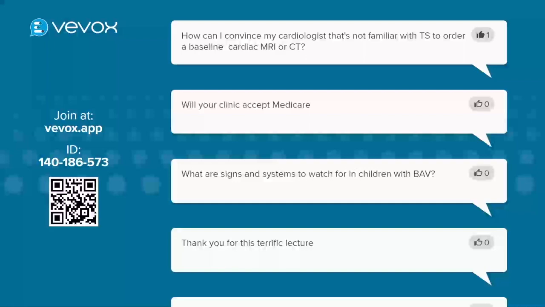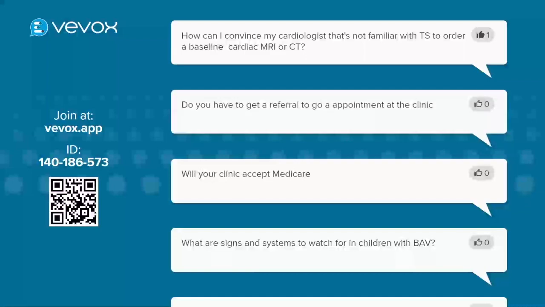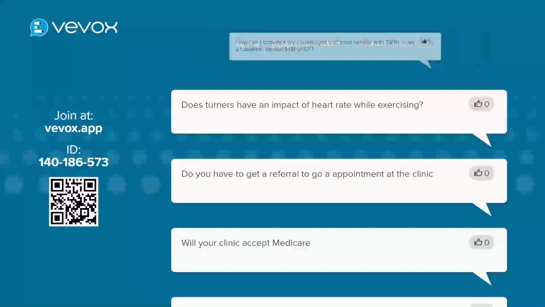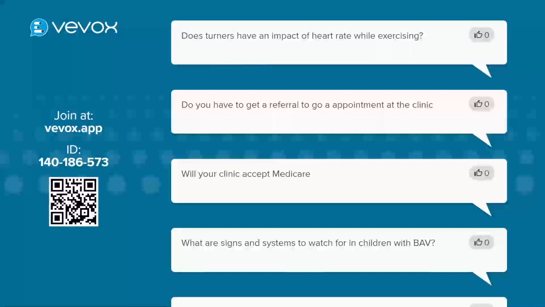All right. How can I convince my cardiologist that's not familiar with TS to order a baseline MRI or CT? You can show them the new 2024 guidelines. We're going to have a patient passport. It's being worked on right now. It hasn't come out yet. But the idea is, like with the old guidelines, to have a patient version that you can carry to clinic. And if your doctor says, I don't believe in this, show them the evidence, right? That's the best way to advocate for yourself. And we're going to try to make it very understandable, easy to follow, one-page type of thing so that everyone knows what to do for their heart and blood vessels.